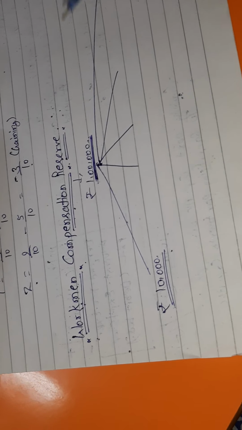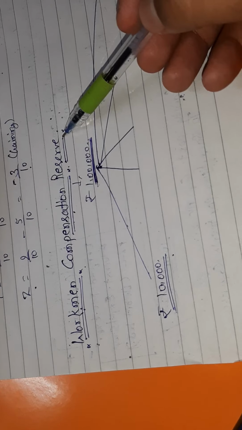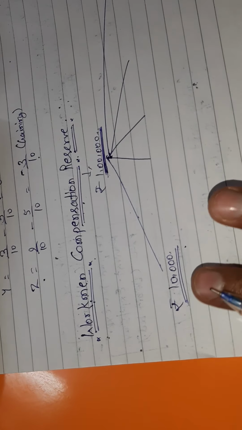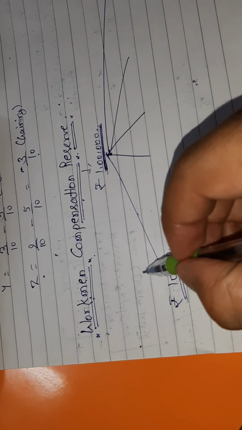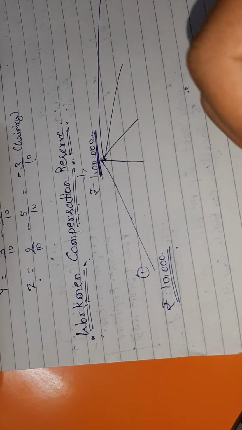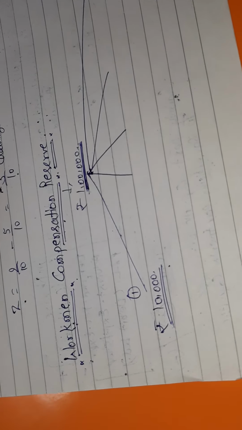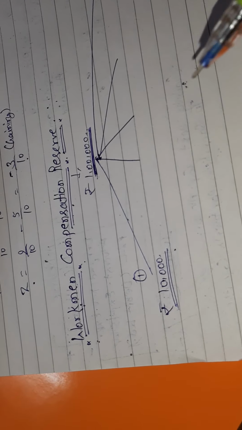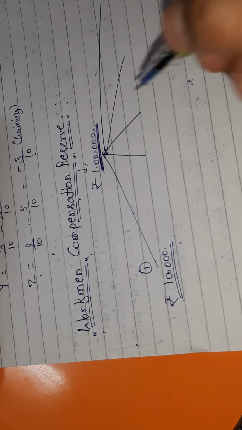How much amount of workman compensation reserve is left with us? So it is 90,000 in this first case. That 90,000 will be distributed among the partners and this 10,000 will be paid to the workers. So we have to pass 2 entries.